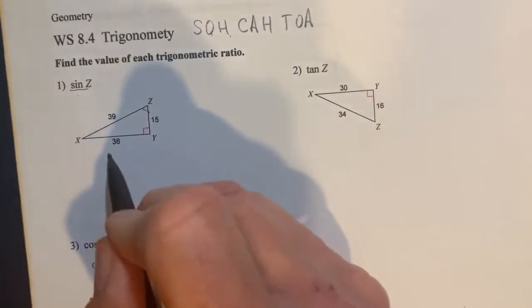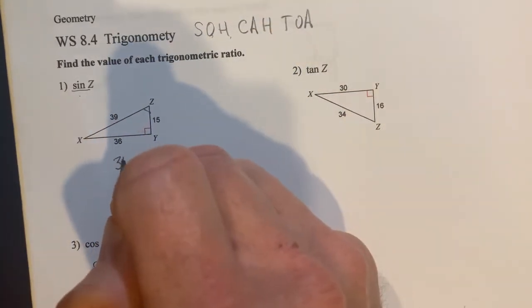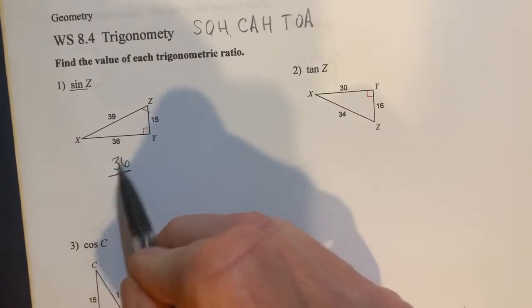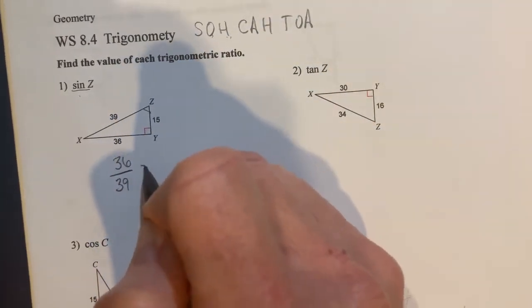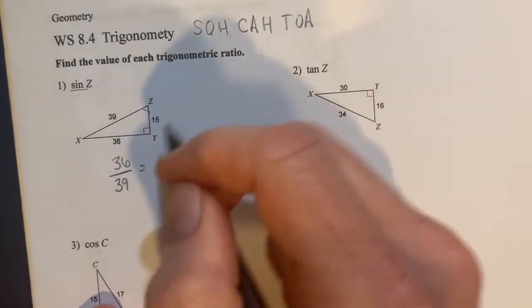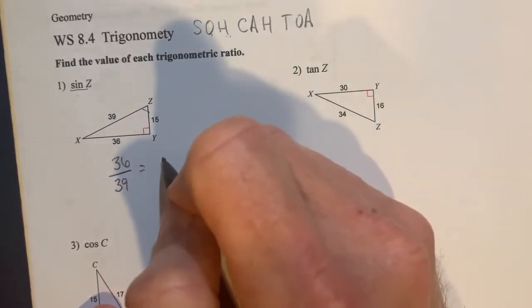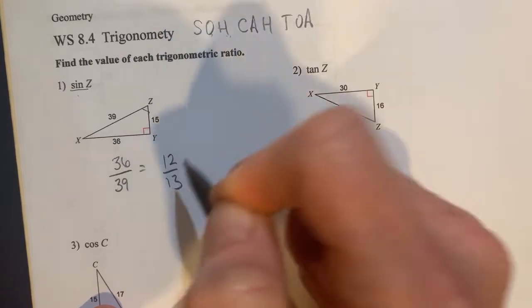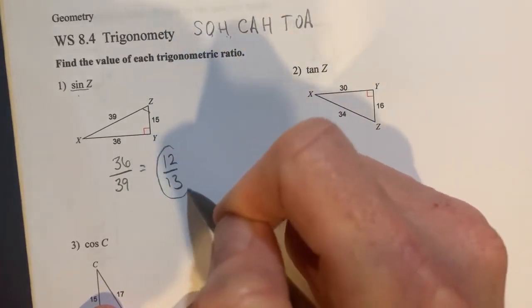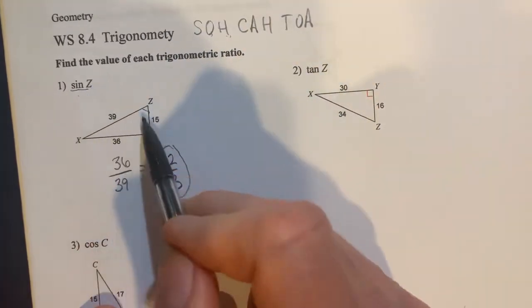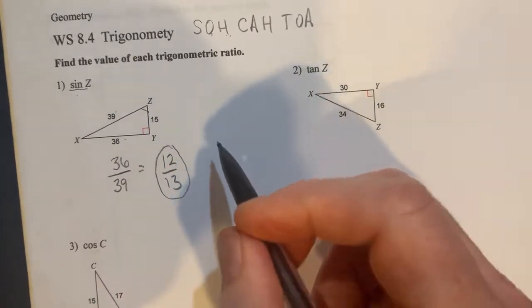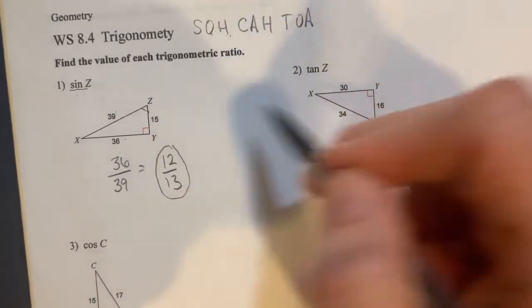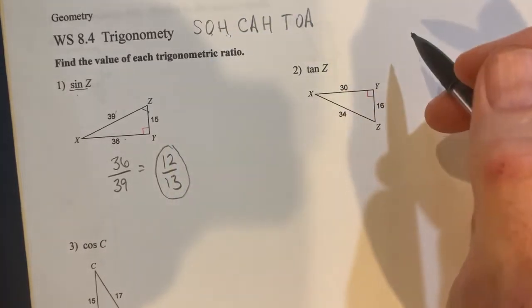So opposite leg is 36. The hypotenuse is 39. So my answer is simply going to be taking this ratio, simplifying it. I believe that gives me 12 over 13. So my answer, the sine of z, is 36 over 39, or reduced to 12/13. Now this could be a decimal, but for our purposes here, we're going to leave it as a fraction.